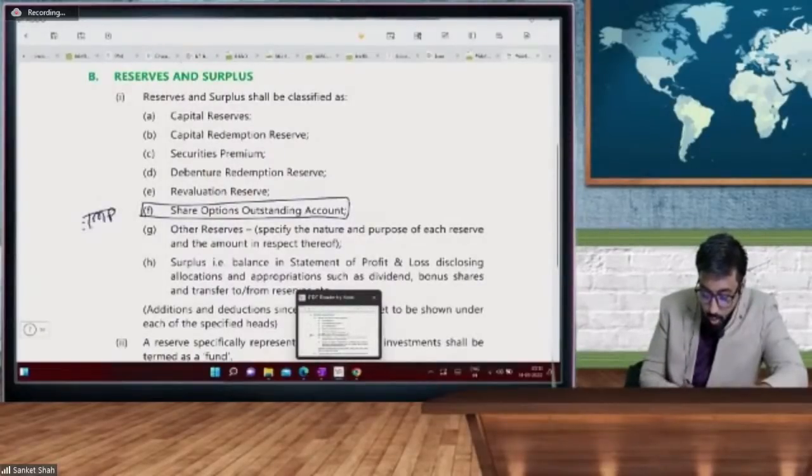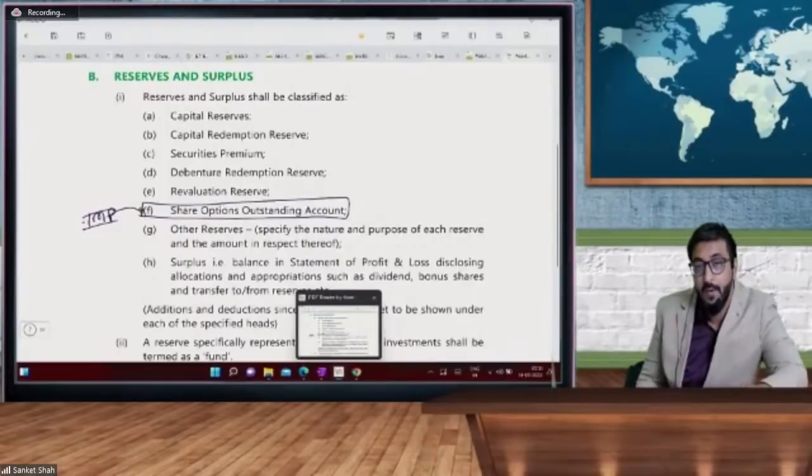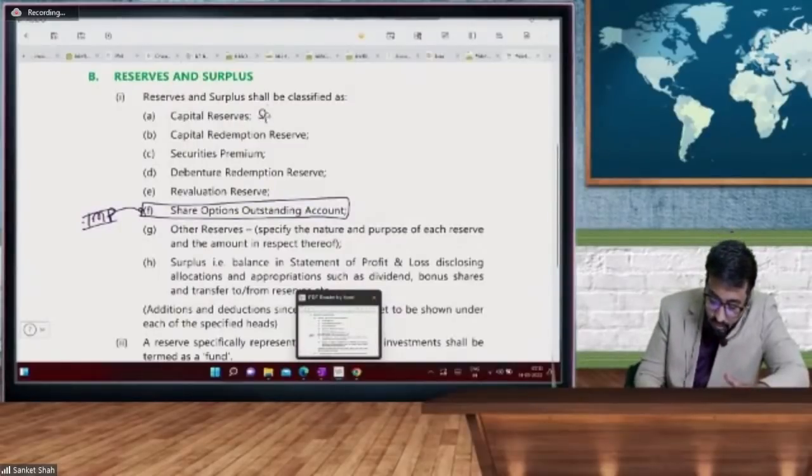In group 2, when I teach you the concept of employee stock option plan, where to show employee stock option outstanding, it is under reserves and surplus, so you have to read whatever important points. You can fill it in the balance sheet only. So capital reserve, it's a specific reserve.